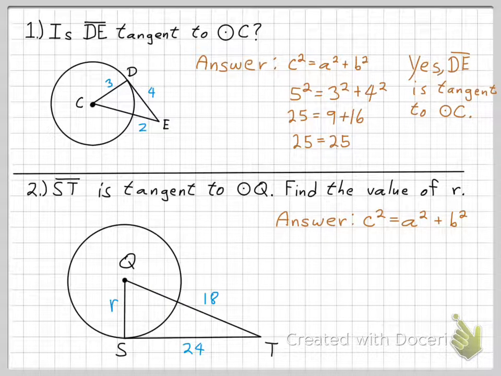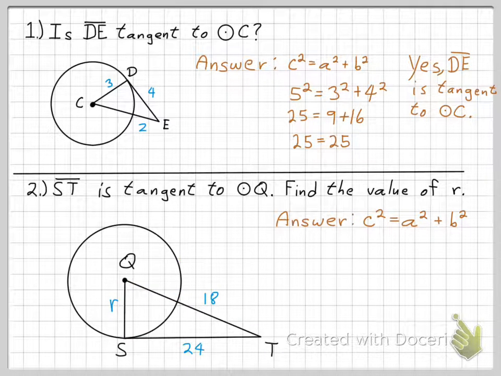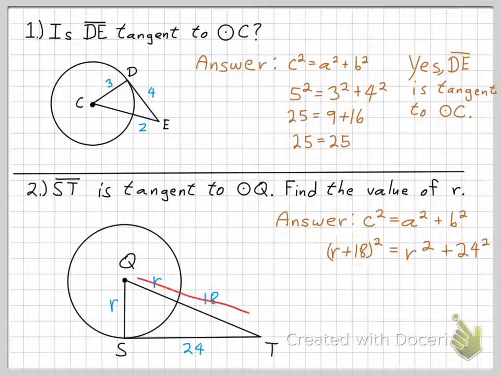Even though it's not given, we know that if this is the radius r, this must be the radius r as well. So the whole thing is going to be r plus 18, right? This length QT is r plus 18. So that's where we get the (r plus 18) quantity squared from. It's this length QT, the hypotenuse of this right triangle. And we do know it's a right triangle because it says it's tangent.